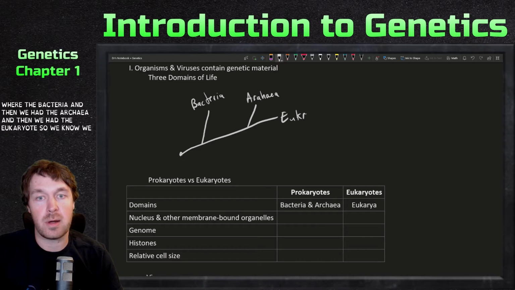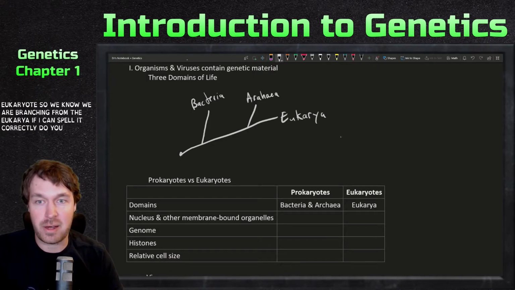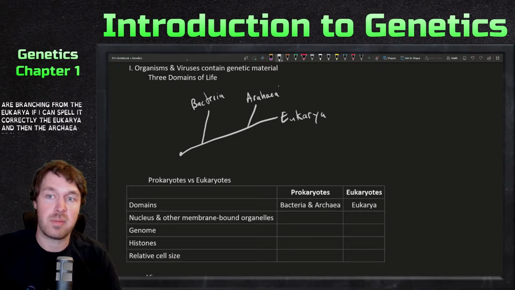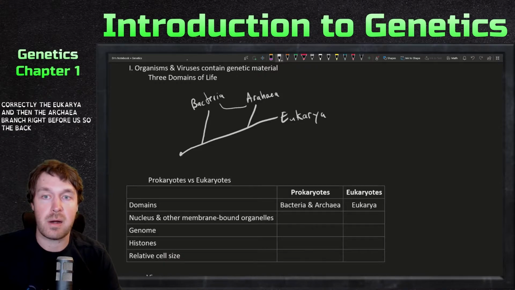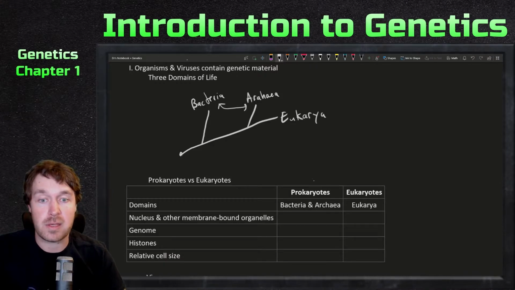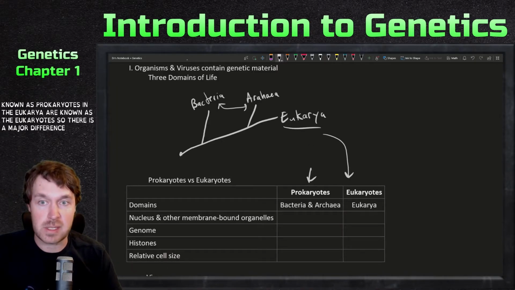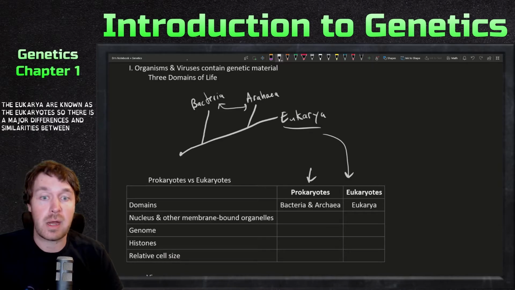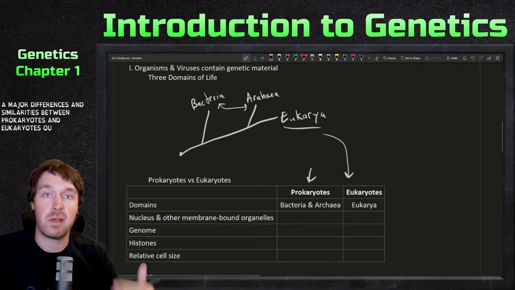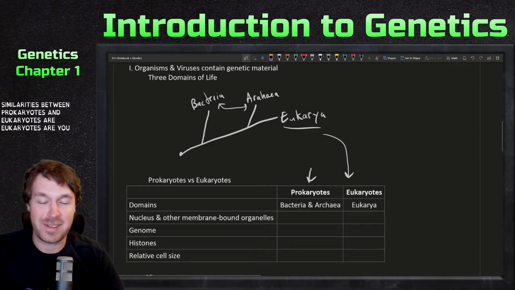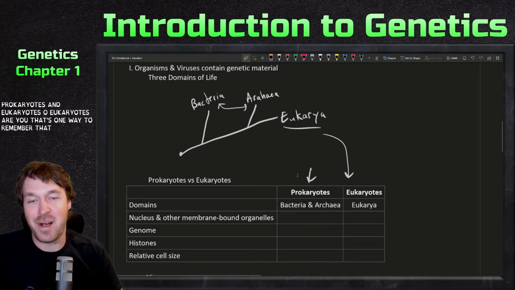So we are branching from the eukarya, and the archaea branch right before us. So the bacteria and archaea are known as prokaryotes, and the eukarya are known as the eukaryotes. There are some major differences and similarities between prokaryotes and eukaryotes. Eukaryotes are "you." That's one way to remember that.